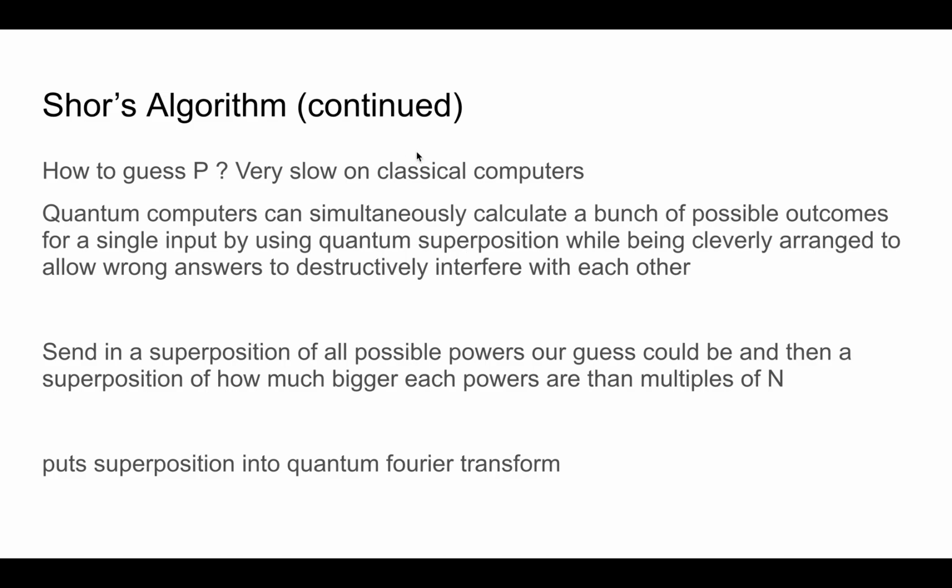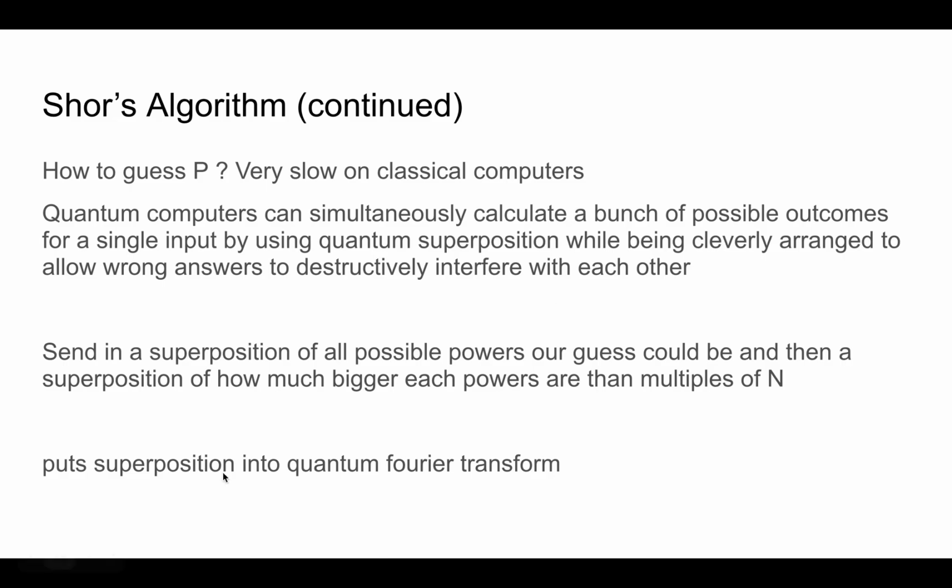So guessing p is very slow on classical computers, like we mentioned earlier on, because classical computers need to perform many operations to guess the p. But because of the quantum superposition, we are able to calculate very fast.